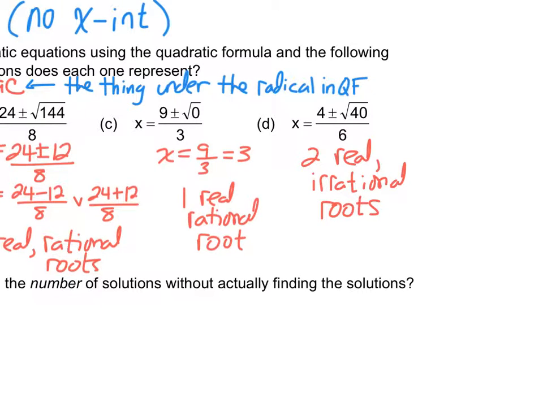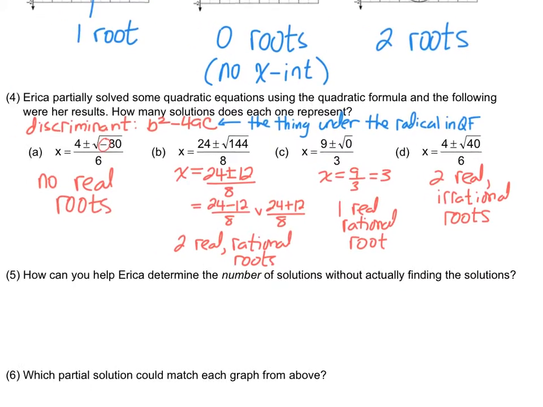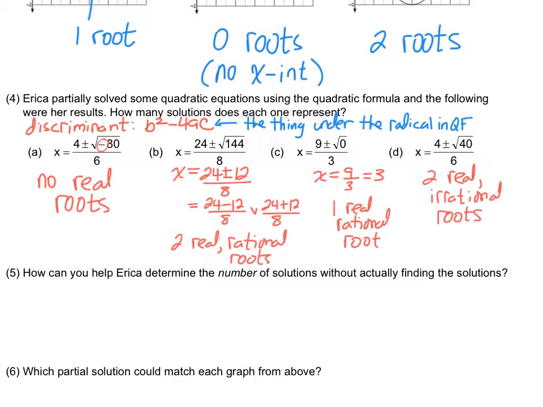All right? And that's because the number under the radical, again, also known as the discriminant, is not a perfect square. It's positive, but it's not a perfect square. These are all memorization pieces, but you can see it in action if you had an equation to work off of. In this case, we don't have an equation, but we're moving towards that. How can you help Erica determine the number of solutions without actually finding the solutions?